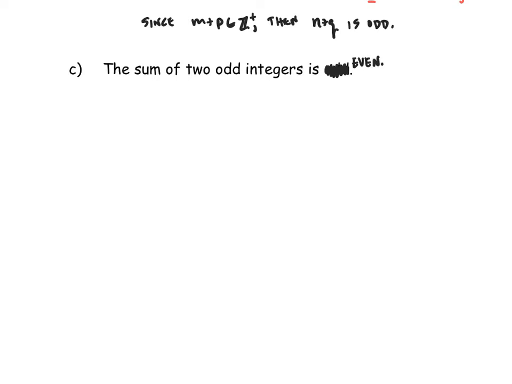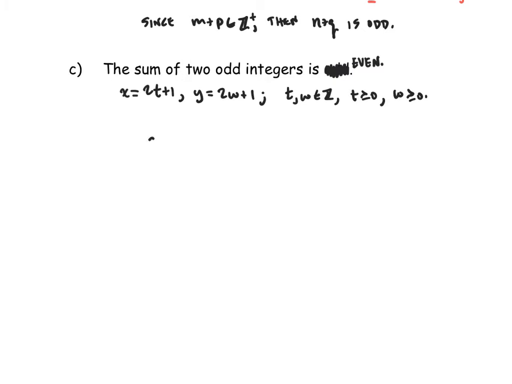All right, so two odd integers. Let's call them x, which equals 2t plus 1, and let's call the other y, which is 2w plus 1, where t and w are in the integers with t greater than or equal to 0 and w greater than or equal to 0. So the definition is important. Now we do the proof.